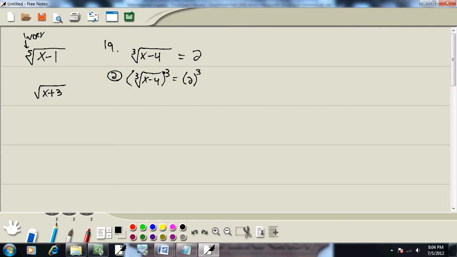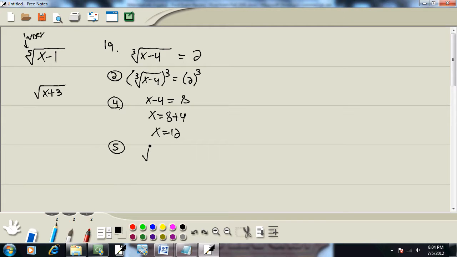Now, when your index matches the power you're raising it to, they're going to cancel each other out, and you'll just be left with what's underneath the radical. And 2 to the third over here gives us 8. Now, step 3, if more radicals, go back to step number 1. I don't have any more. Step 4, solve for x. Well, here I take negative 4 to the right side, becomes a positive 4. And we get x is equal to 12.